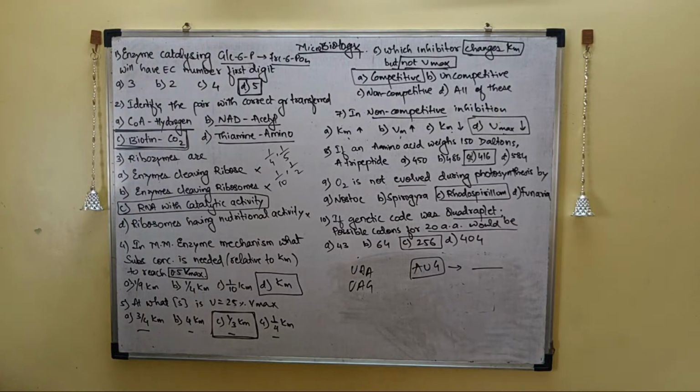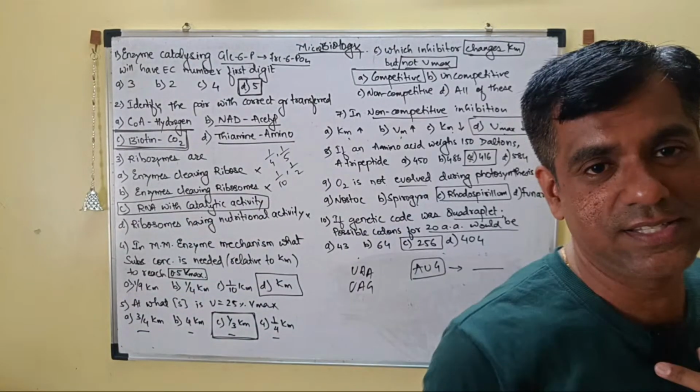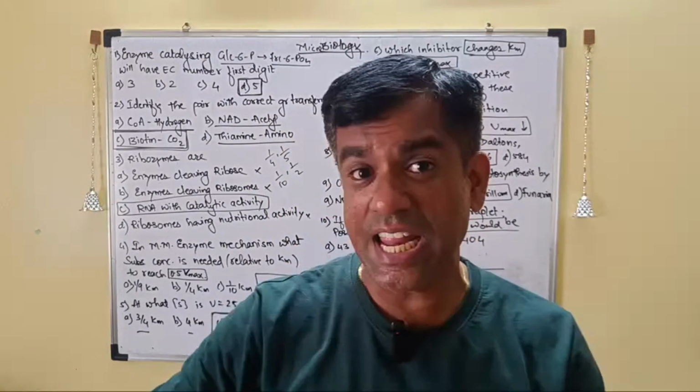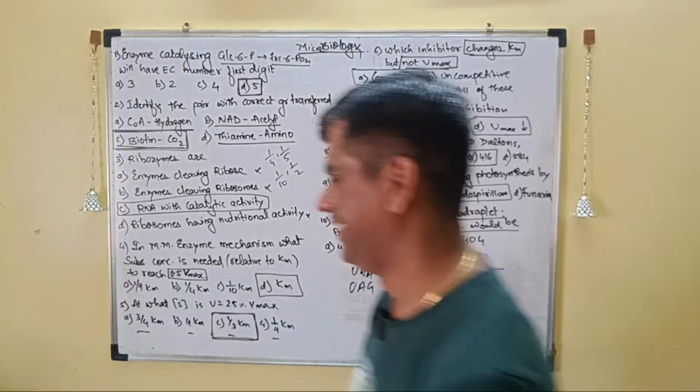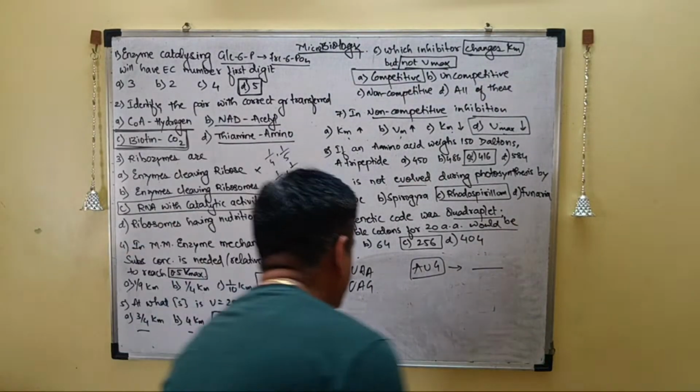Great. Can you tell me AUG codes for which amino acid? The glycine, the proline, the methionine, or alanine. Methionine. Great, great, great. Okay.